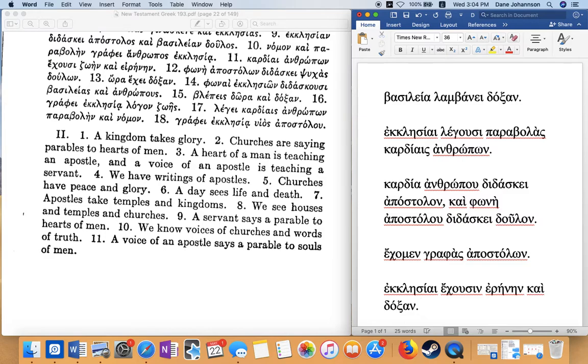So, churches, ecclesia, they have, eirene, peace, and doxa, glory.